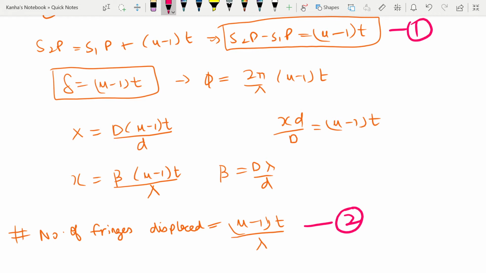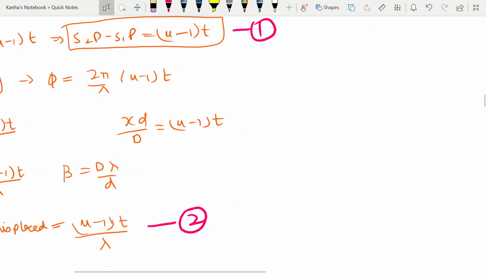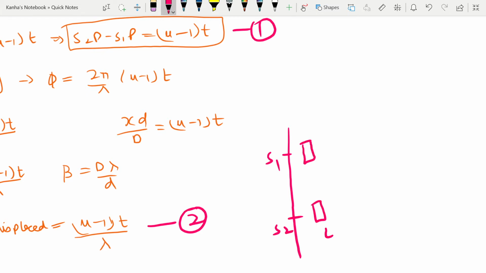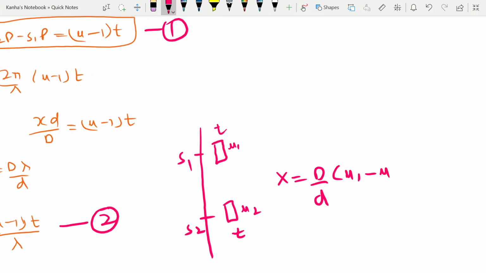Note that if glass plates of refractive index mu1 and mu2 having the same thickness T are placed in the path of the rays coming from S1 and S2, if you have two glass plates, then your path difference, I'll just show you this condition. You have S1, you have S2, and both have the same thickness, let's say T. This has mu1, this has mu2, and you've kept them like this. Then your path difference will be nothing but mu1 minus mu2 into T.